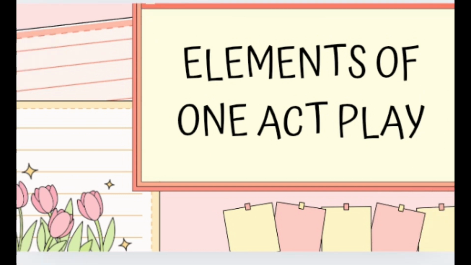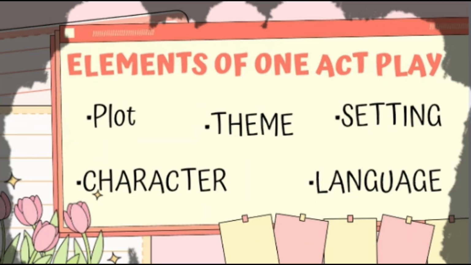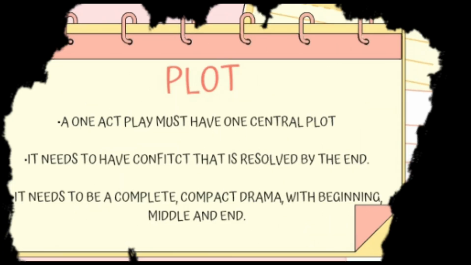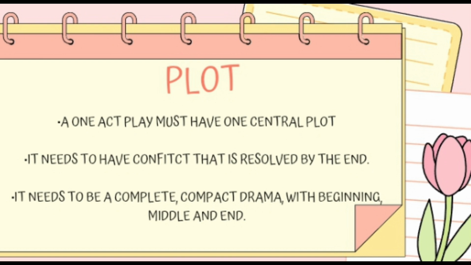Okay, so our topic today, class, is all about the elements of one-act play. In the elements of one-act play, we have the plot, character, theme, setting, and language. So the first is the plot. A one-act play must have one central plot. Second, it needs to have a conflict that is resolved by the end. And third, it needs to be a complete, compact drama with a beginning, middle, and end.